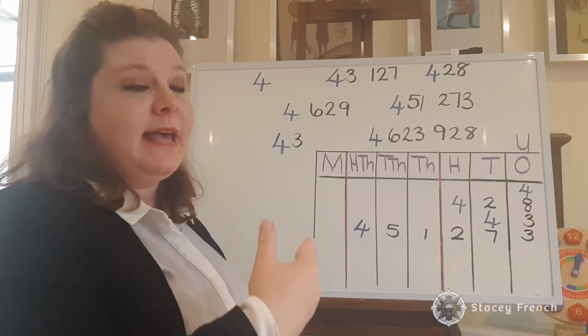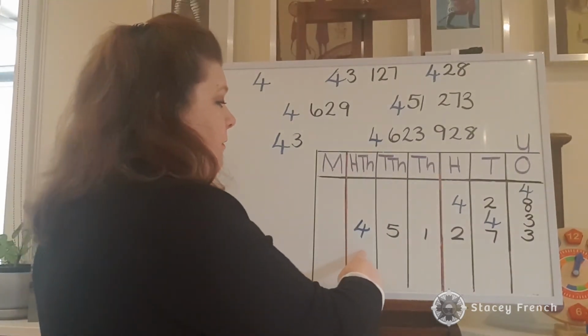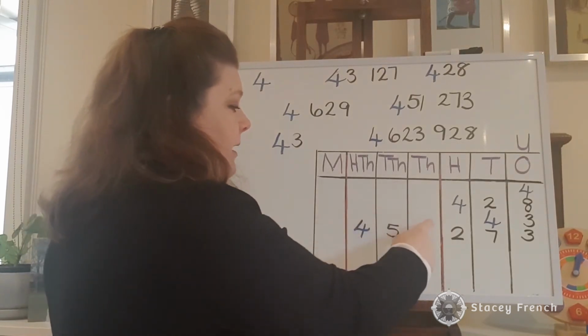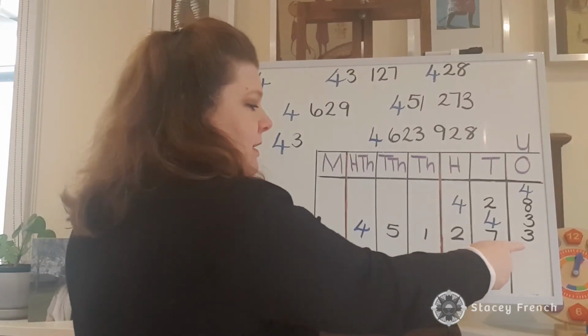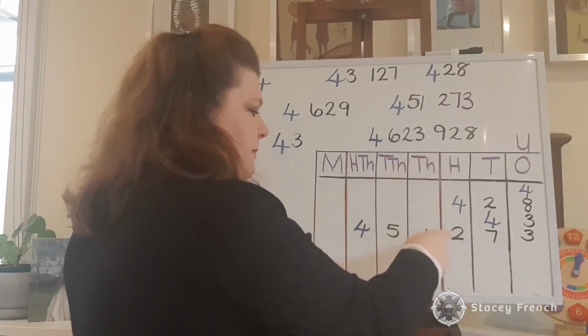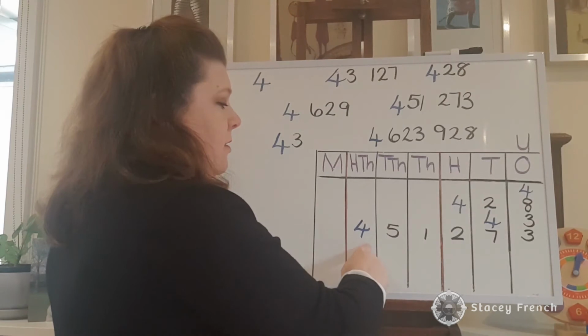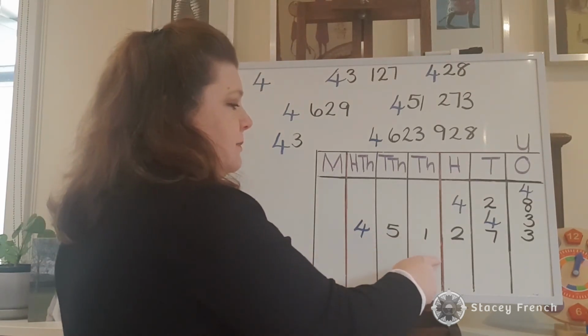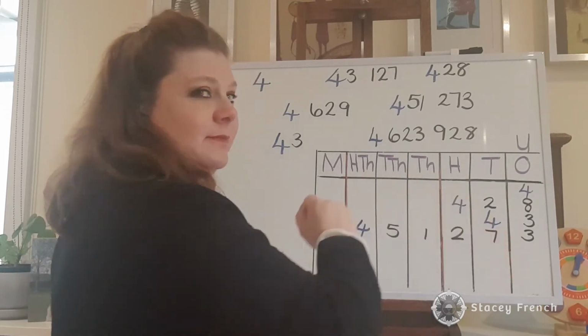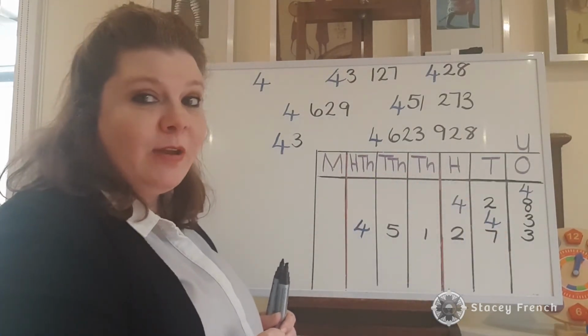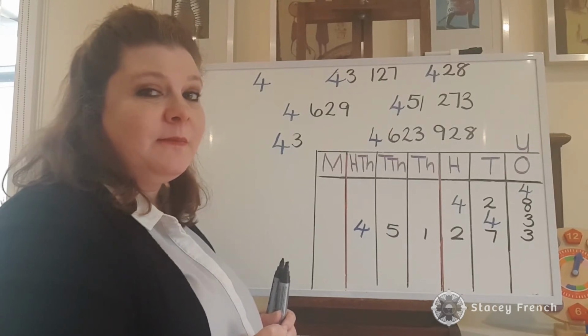So when I go to say it, I go 451,273. That's where I took my breath. Let's try it again. 451,000, breath, 273. It's easy when you group your numbers.